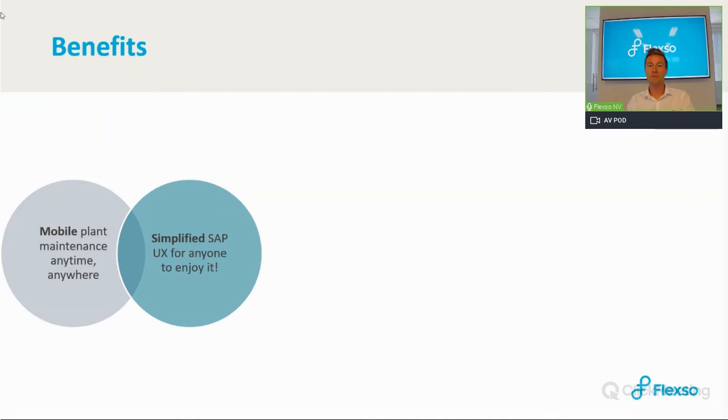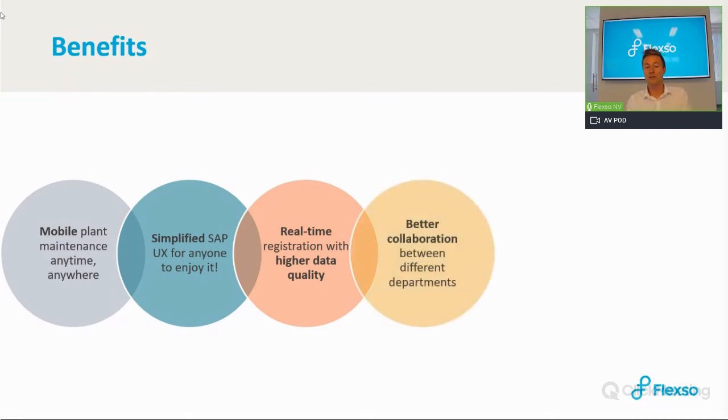A good example is the Incident Companion app I've demoed to you. With a limited number of clicks, you are able to create a maintenance order in the system. The third benefit is a higher data quality thanks to the real-time registration. And of course, the communication between different departments is much better. Like I said earlier in the presentation, if someone in production or someone in the company logs a problem, this data is available in real time and the maintenance department is immediately notified of that.